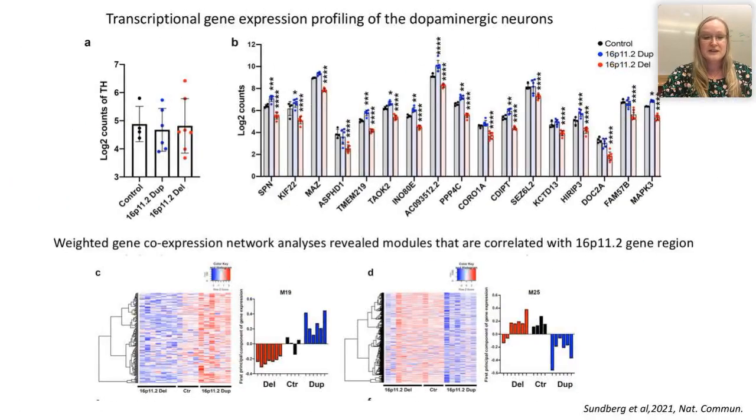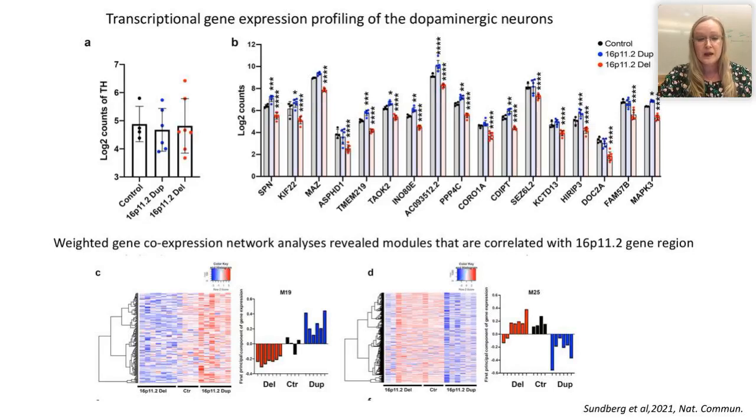And then we did the transcriptional gene expression profiling around day 60 of the differentiation. First, we show in panel A that TH expression was comparable between all the different genotypes studied. Then we verified that these dopaminergic neurons carried the copy number variation of 16p11.2. Shown here in red, in the 16p deletion cells, these genes were downregulated significantly in these populations compared to the control population.